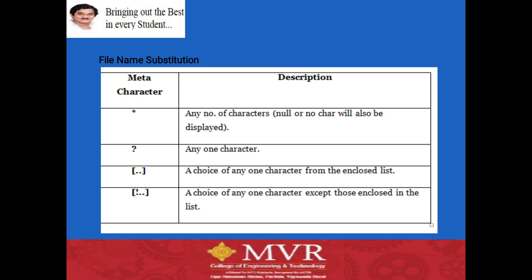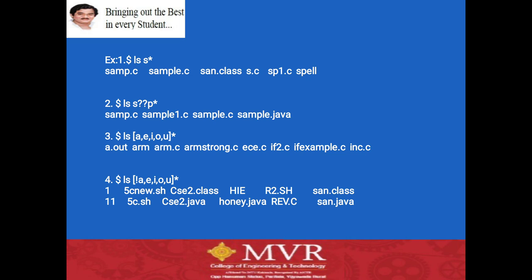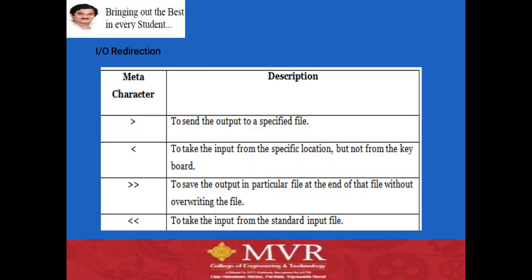And these four are the file name substitution meta characters like star, question mark, range, that is square brackets, and not. So we have seen some examples of these file substitution meta characters, what a star can do, what a question mark can do, what a square bracket can do, what a not can do.